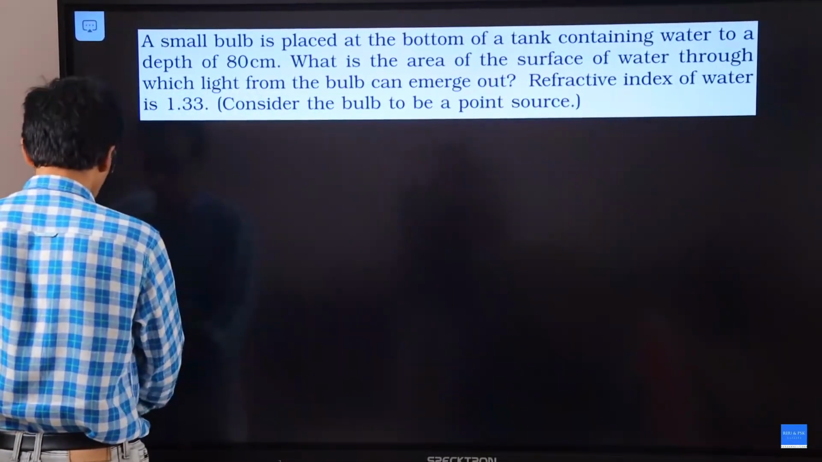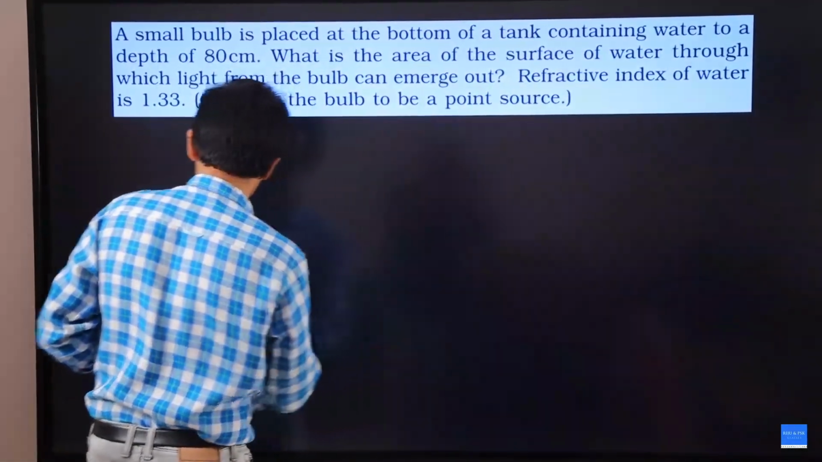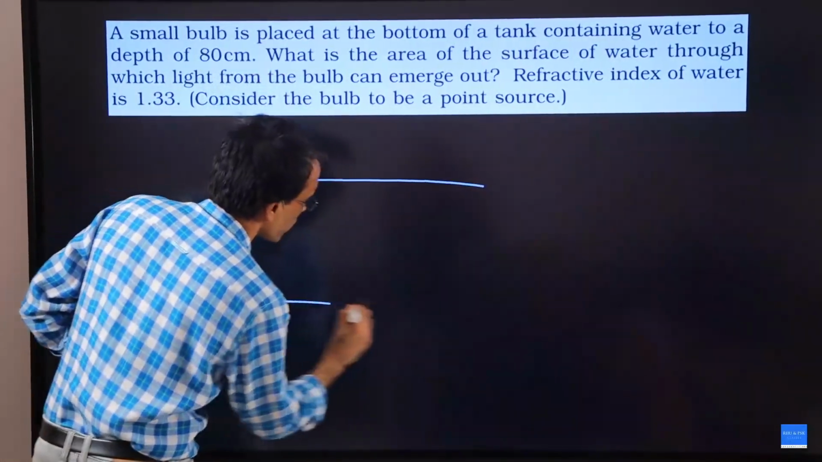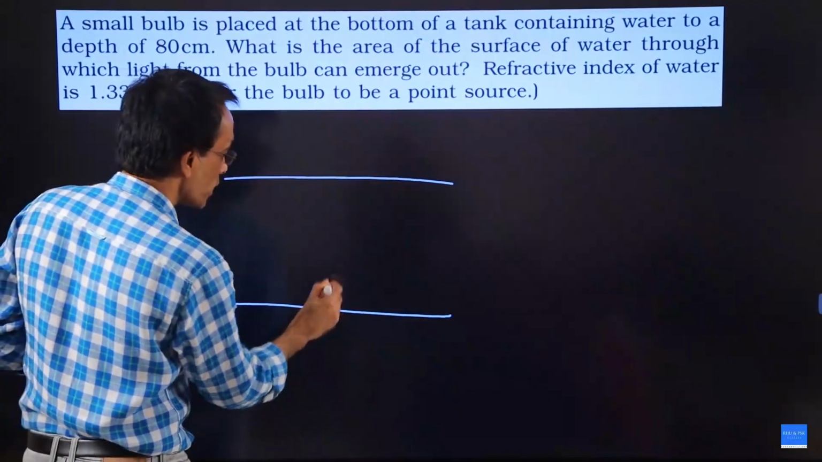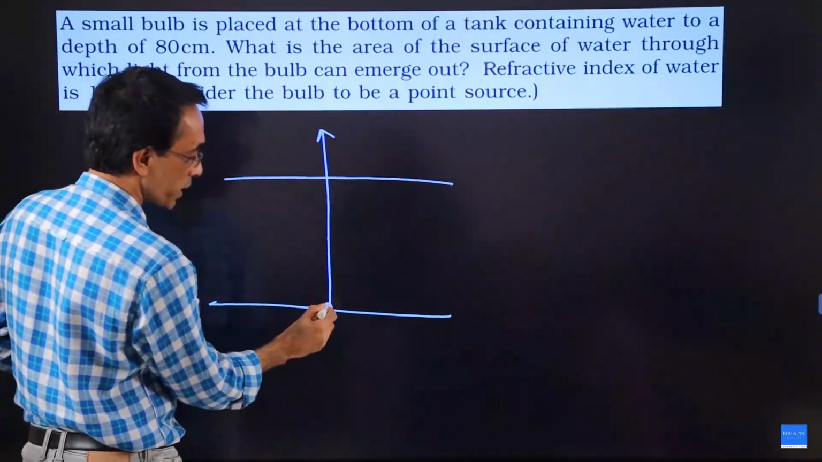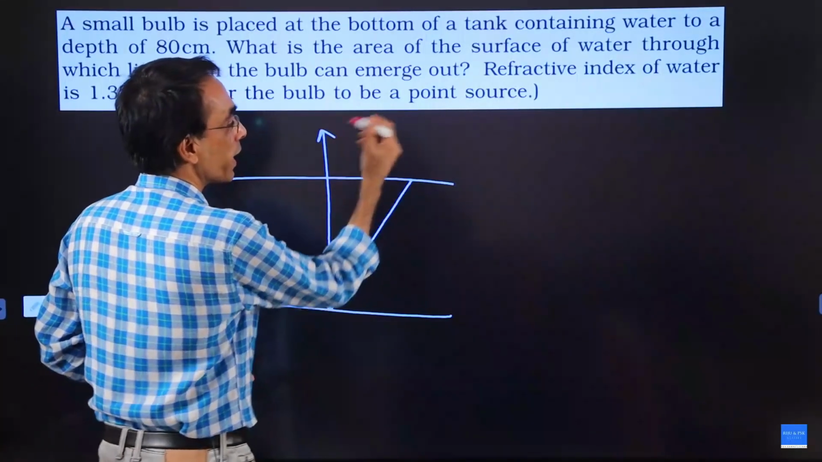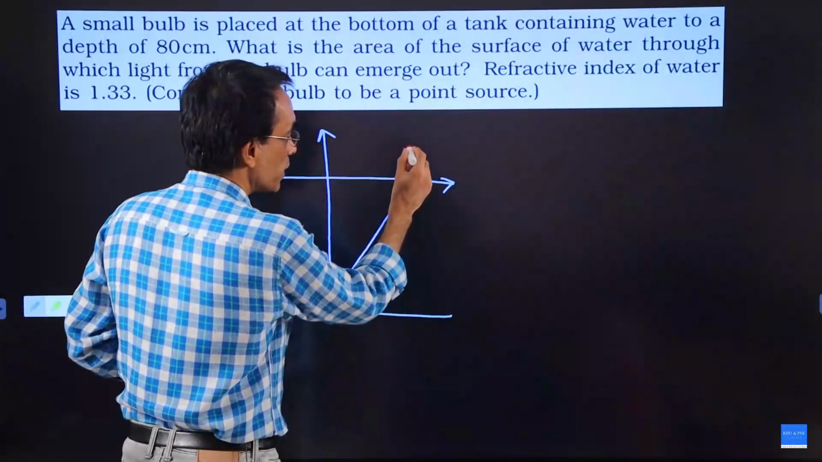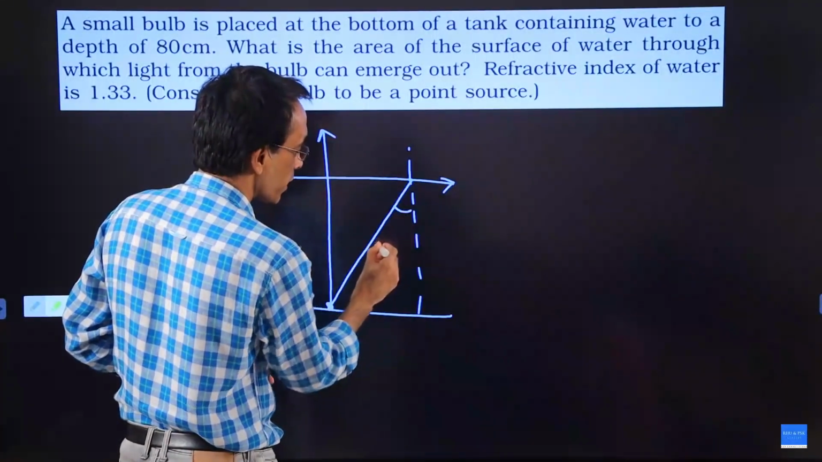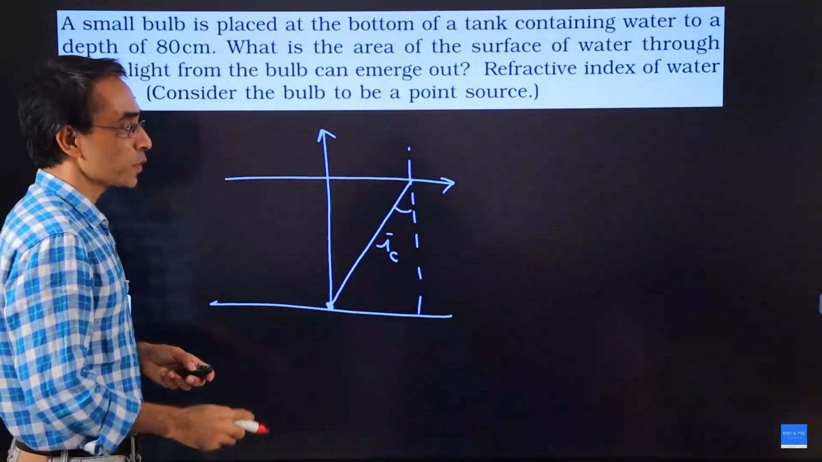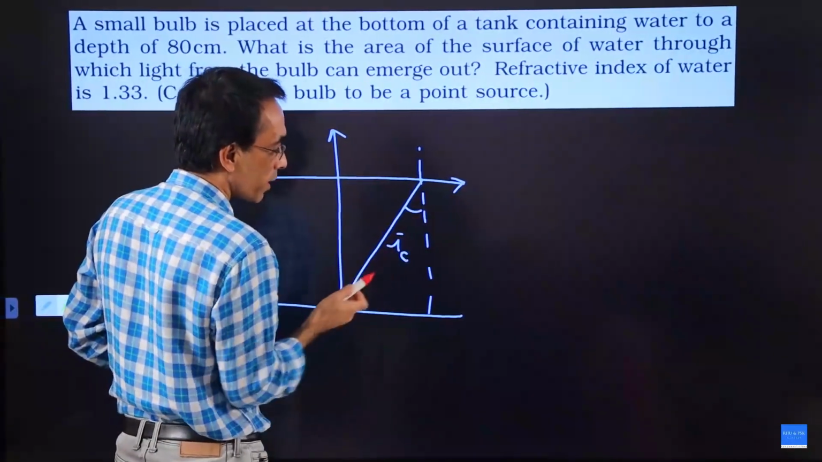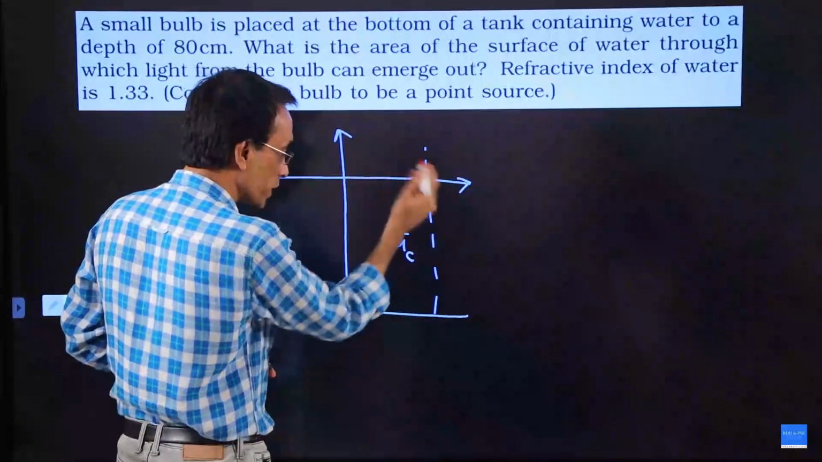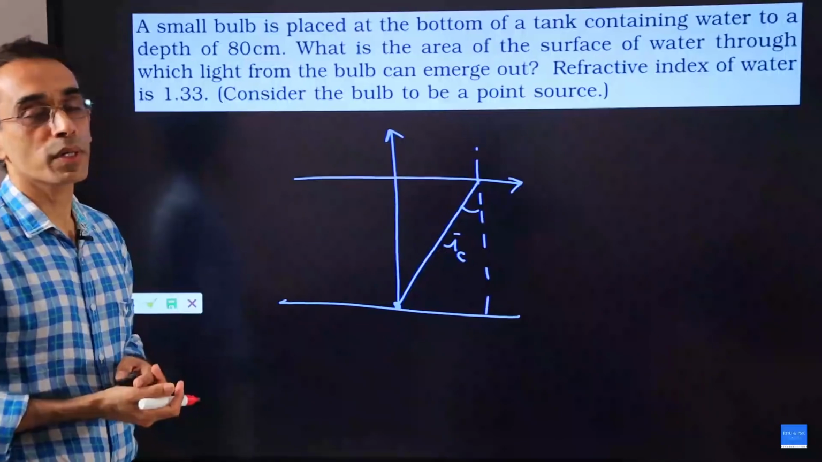Let us do that again. This is the water body, this is the light source, and this light is received by the person outside. Up to the critical angle, light is received, but beyond or at the critical angle, light is not received. So this angle is called the critical angle. This light or any other light incident at a larger angle is not received. Only light going within the critical angle is received by the person outside.